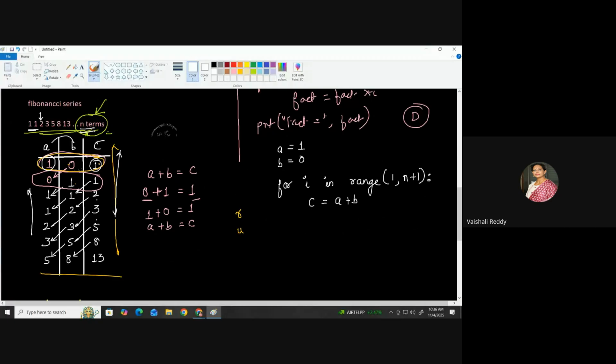Now, for the next iteration, look at the next iteration. In the next iteration, my B is becoming A. Can you see this? Every time B is becoming A. So can I write here A is equal to B? That means B value is getting stored in A.